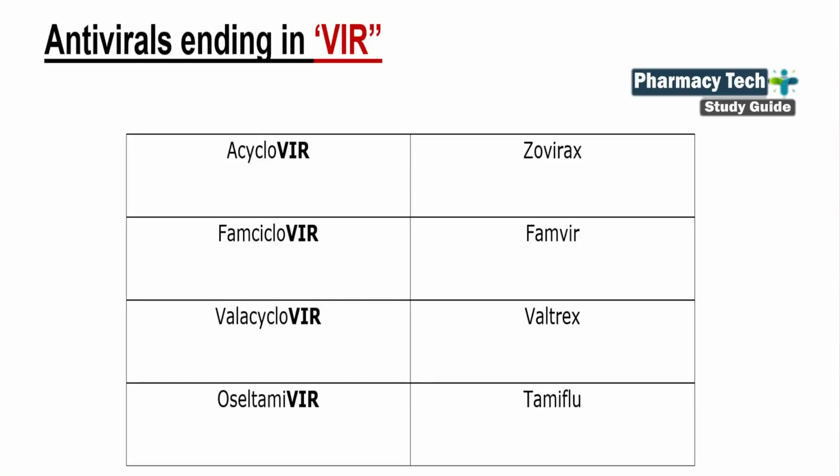Some of the most commonly used antivirals end in the suffix VIR, like antiviral, like virus, vir. Some of the common ones are acyclovir, name brand Zovirax, famciclovir, name brand Famvir, valacyclovir, name brand is Valtrex, oseltamivir, name brand Tamiflu. Alright, so these were some of your common top 100 medications.